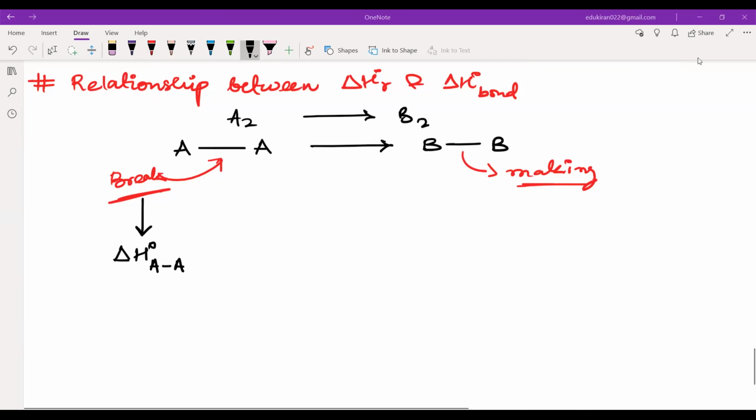Yes, sir. So I can write that for making the BB bond, I will need the negative of delta H naught BB, because that much energy was required when I was breaking it. So the inverse of it, the negative of it, will be given out. The heat exchange will be the negative of the original one, of the breaking part. Yes or no?